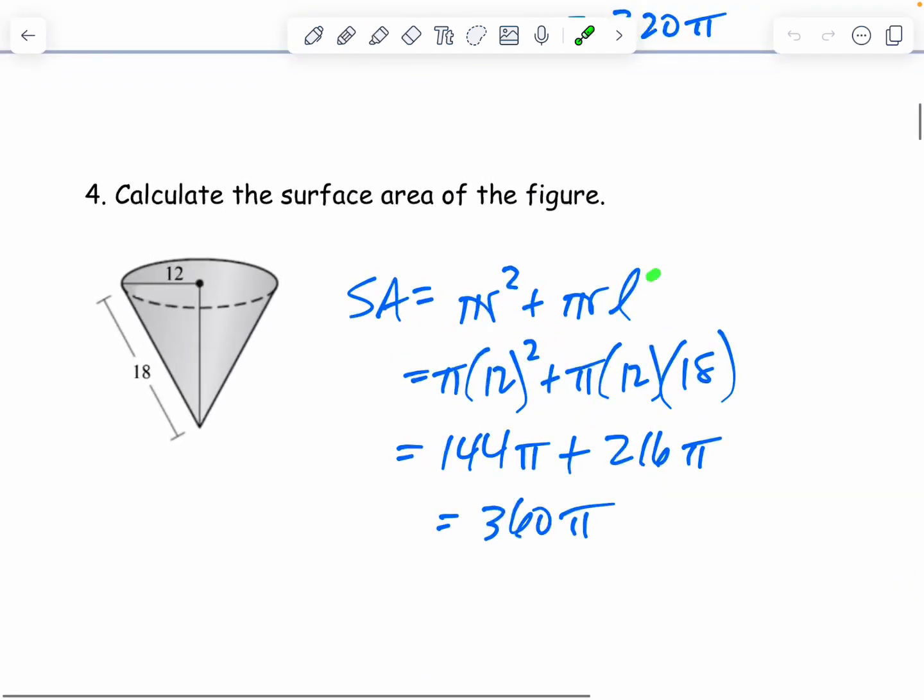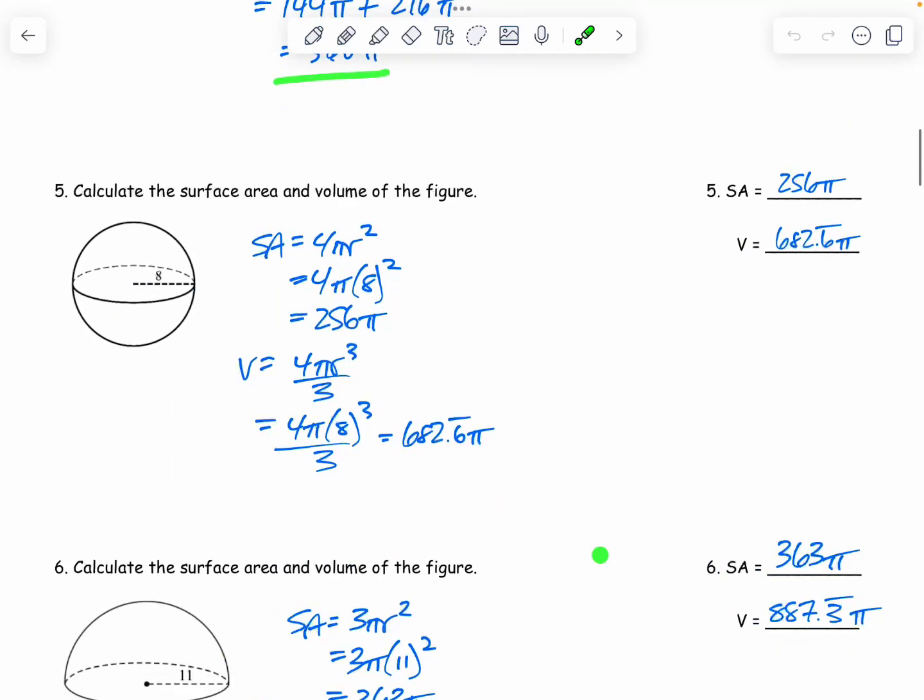All right, cone, very similar thing for the formula. The 12 is the radius, so I'm plugging in the 12, and the L again stands for the slant height, which is the 18, so be careful about that. Add everything together and you get 360.